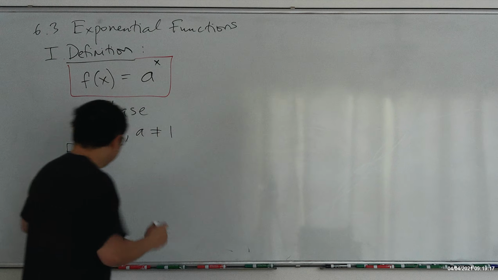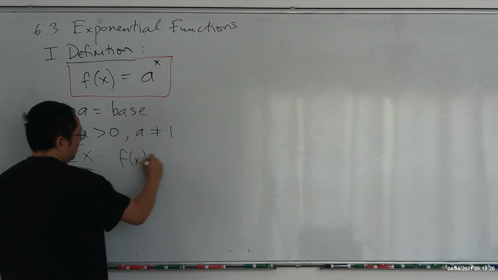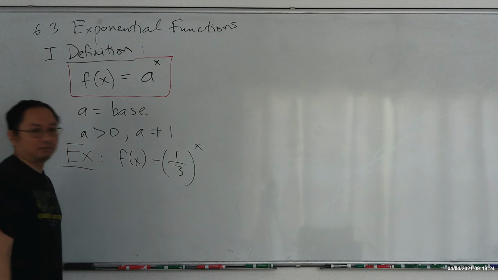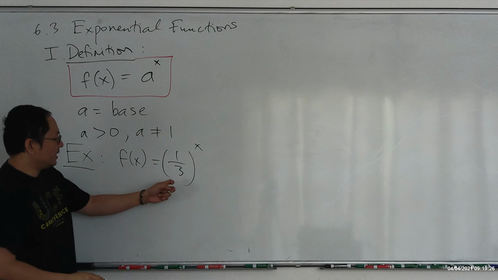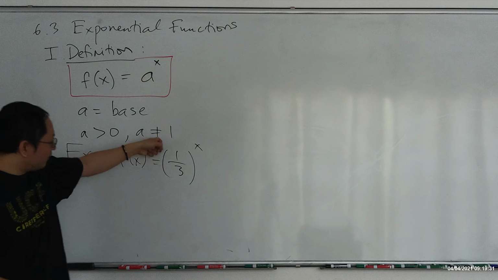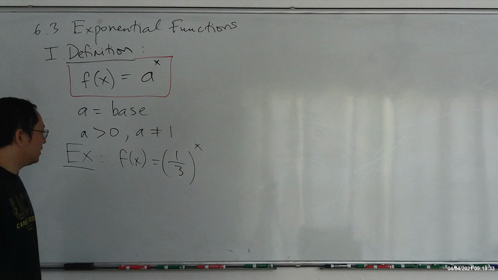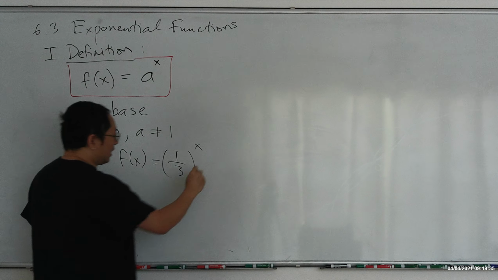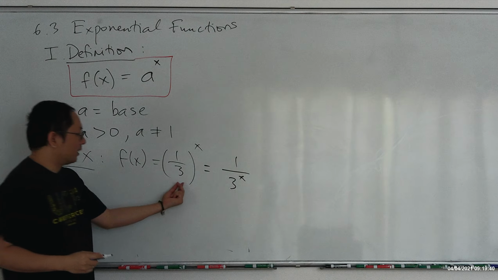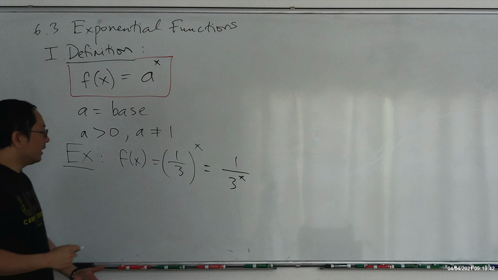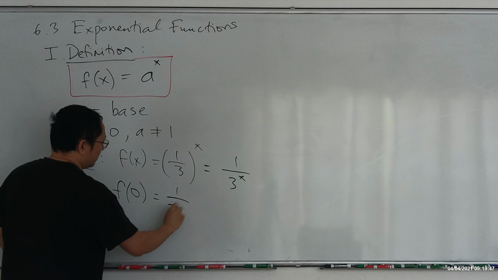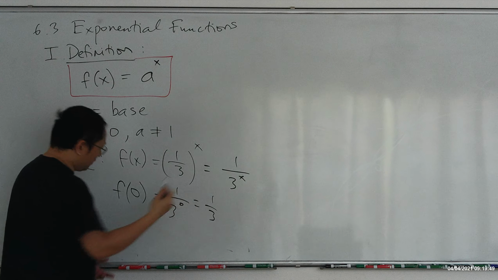Another example. Say f of x equal to 1/3 raised to the x. What is the base number now? The base is 1/3. Is that positive? Yes. Is that different from 1? Yes. So this is also an exponential function. Or you can write it this way: 1 over 3 to the x. It is the same thing. And you can try and see. f of 0 now is 1 over 3 to the 0, which is 1, so forth and so on.